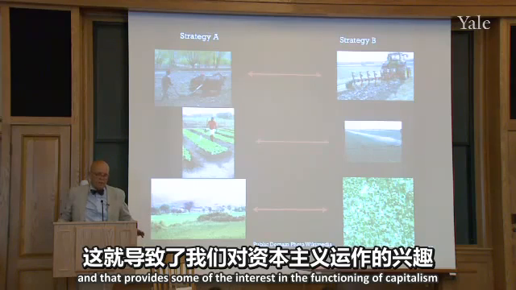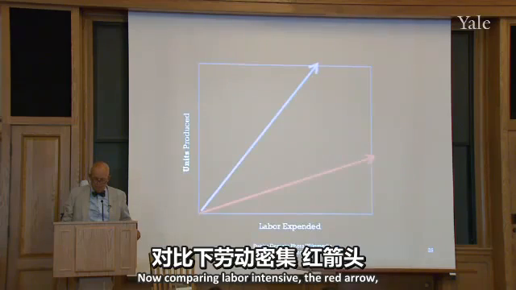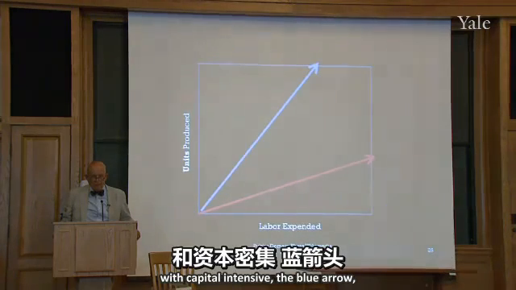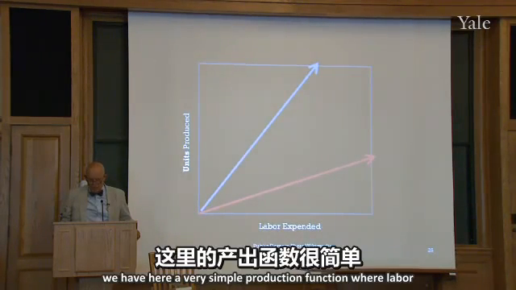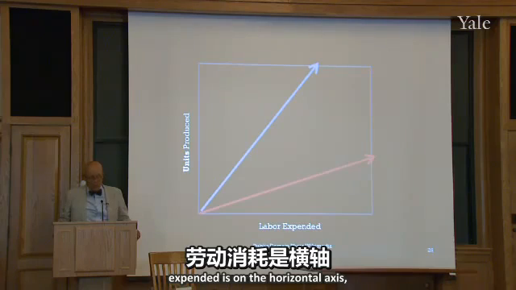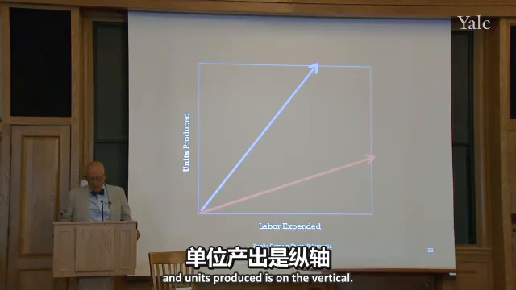And that provides some of the interest in the functioning of capitalism, which brings us to the subject. Now, comparing labor-intensive, the red arrow, with capital-intensive, the blue arrow, we have here a very simple production function where labor expended is on the horizontal axis and units produced is on the vertical.